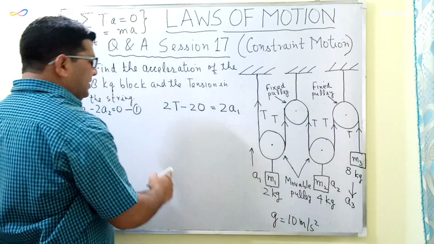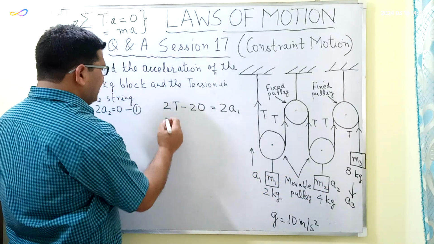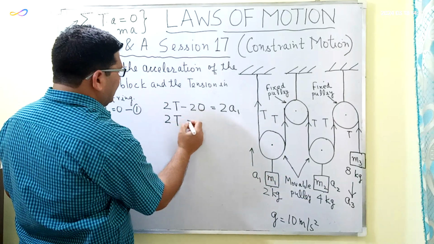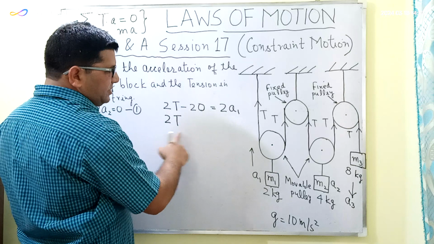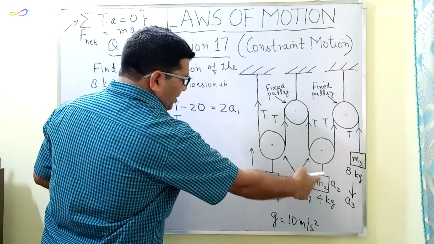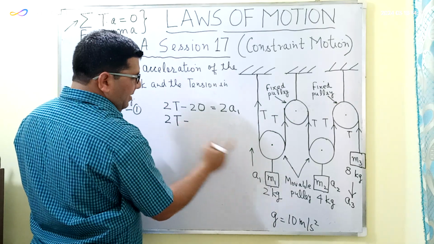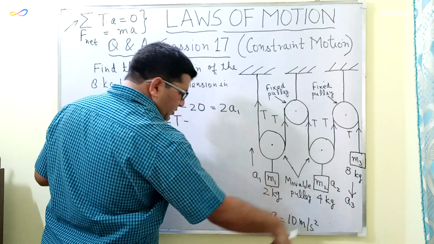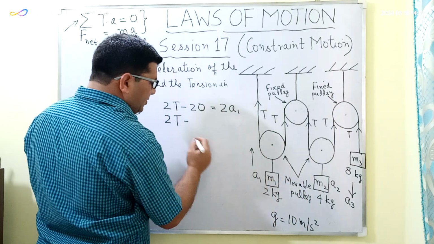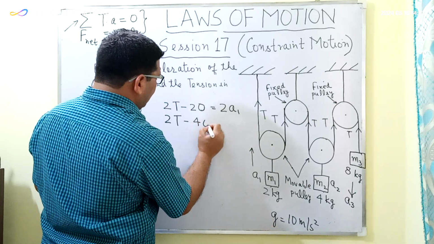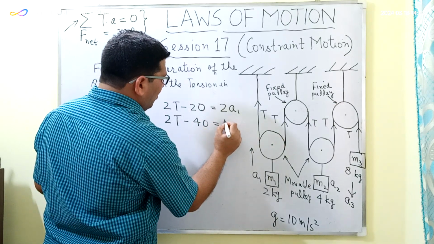Now let us consider this block of 4 kg. The total tension in the string in this case is 2T minus the weight, which acts downward, and the total weight is equal to 4 into 10, that is 40, and this is equal to 4 into A2.